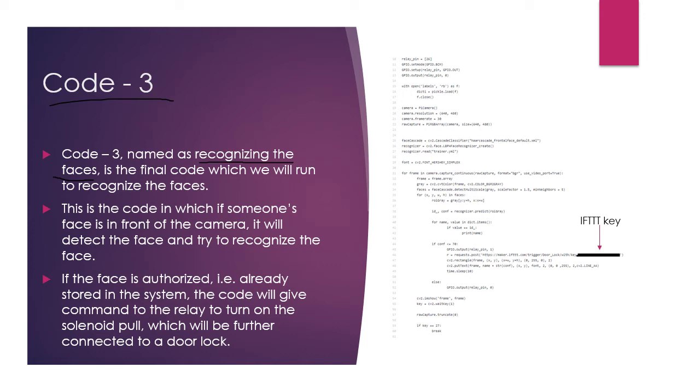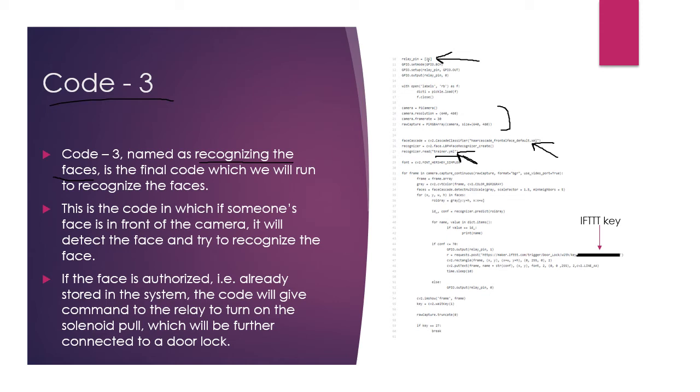Actually, in this code, I have skipped some of the lines, which are just importing the libraries. Here I have connected the relay module to the GPIO of my Raspberry Pi. And here is the camera fixing resolution. Here is the Haar Cascade file, and here is the trainer YML file which was formed in code 2 at the end of it.